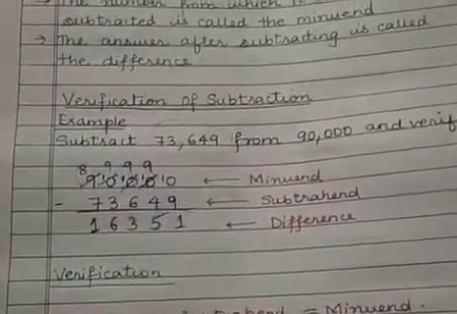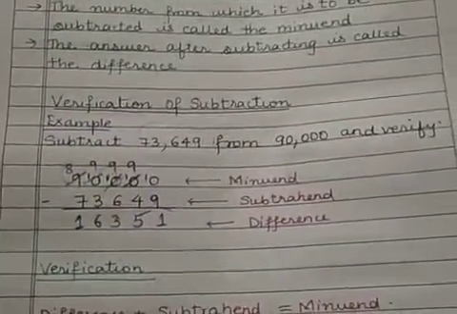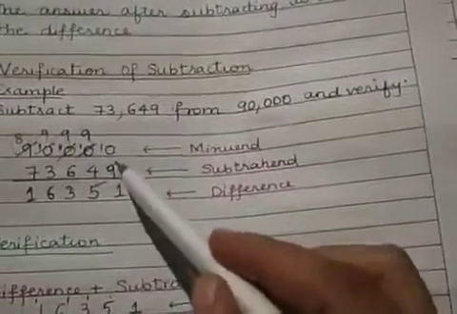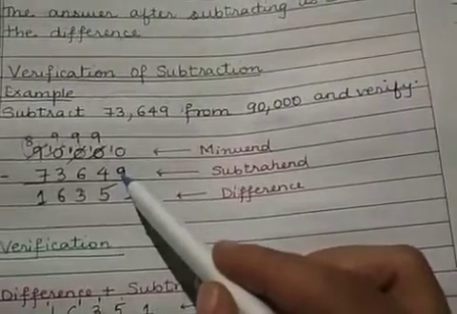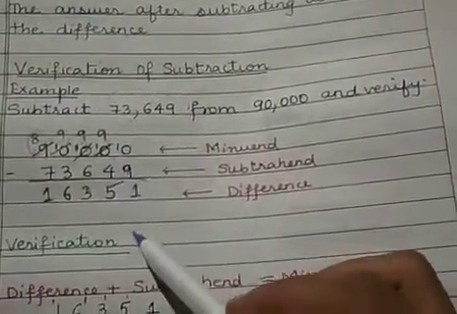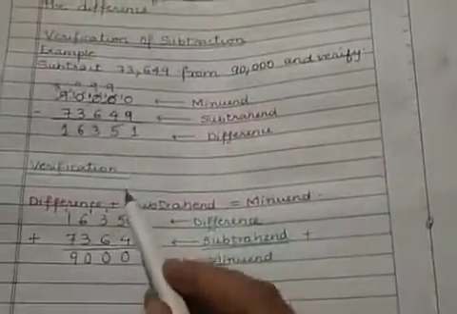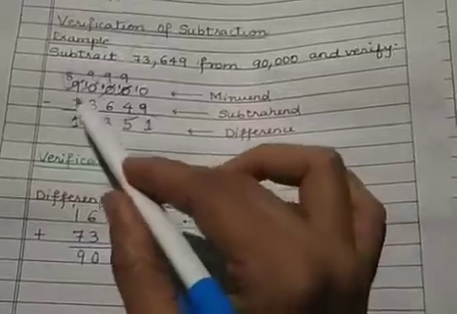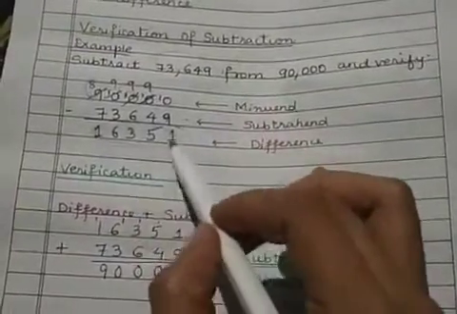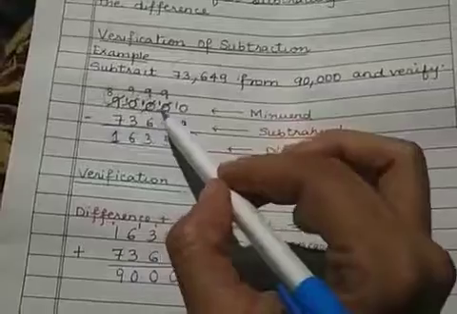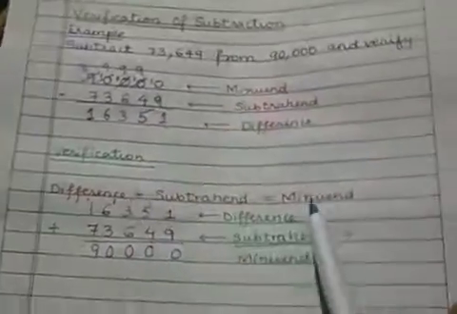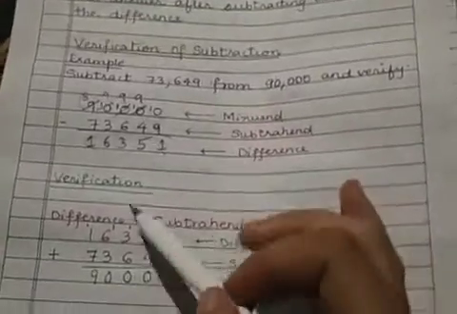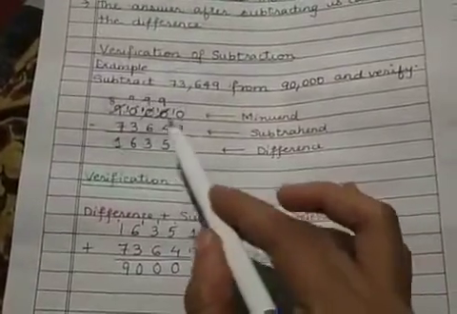Now how to verify whether the subtraction that you have done is correct? If you want to verify, what you do is you add these two numbers. So what you have to do is you have to add the difference and the subtrahend. And when you add these two numbers, if you get the minuend or this number, then your subtraction is correct. So what is this difference plus this subtrahend?